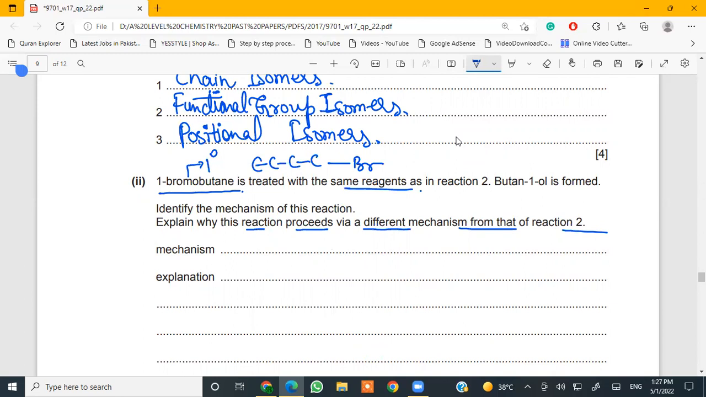So if it's a primary alkyl halide, remember from theory, we know that primary alkyl halides undergo SN2 mechanisms, right? Because they cannot undergo SN1, as the carbocation which is formed is unstable for them, right? So they have to undergo it using an alternative mechanism. And so the mechanism is SN2, all right? And the explanation is because the carbocation formed is primary, right? First, we need to identify that the alkyl halide is primary. So 1-bromobutane is a primary alkyl halide.